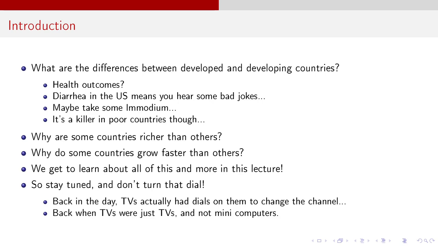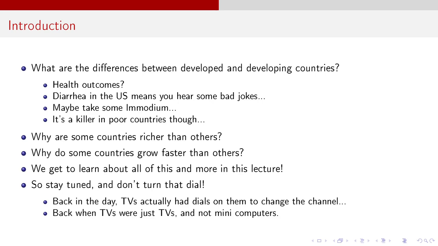So why are some countries richer than others? When we look at things through the lens of growth and development, we're asking questions like, why is the United States richer than Mexico, for example? Why is it richer than even other fairly developed countries? Look at Italy, right? There are vast differences across countries. We get to learn about all of that and more in this lecture.